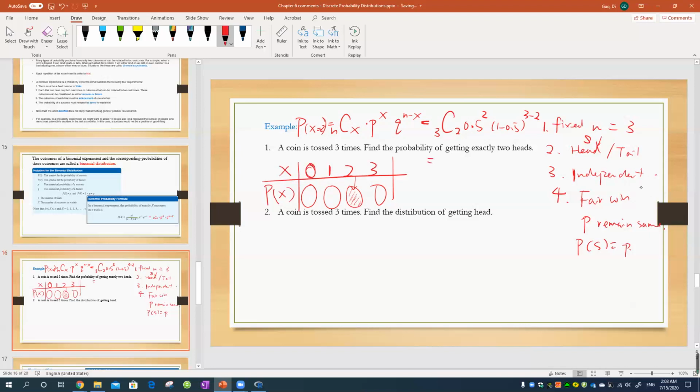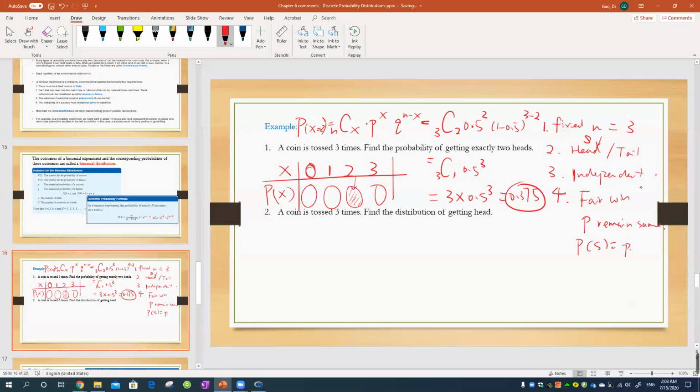So that's going to be 3 choose 2. That's the same as 3 choose 1. And then 0.5 to the power of 2, 0.5 to the power of 1. Then we have 0.5 to the third power. That's 3 times 0.5 to the third power. That's 0.375.